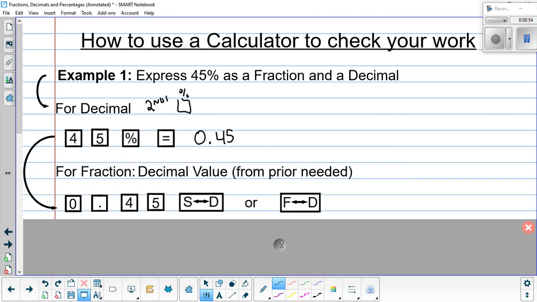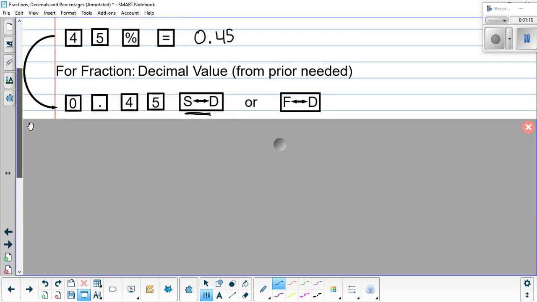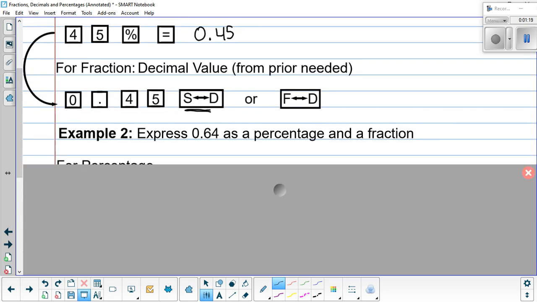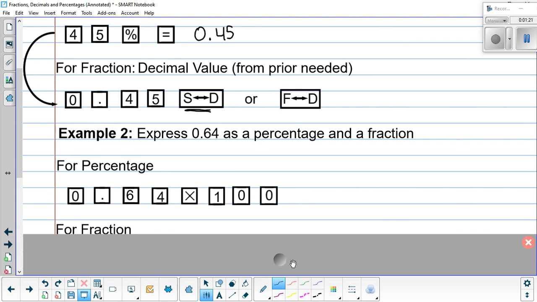Okay? So for the fraction, we actually need our decimal value. So using that, if you put in 0.45, you'll see either S to D or F to D. These convert between our standard notation, our decimals, and our fractions. Some calculators are hidden under a math button, but for the most part, this is exactly how we do it on, I'd say, probably 70% of scientific calculators. So anyways, this would get you as a fraction, it'd be 45, so that'd be 9 over 20.